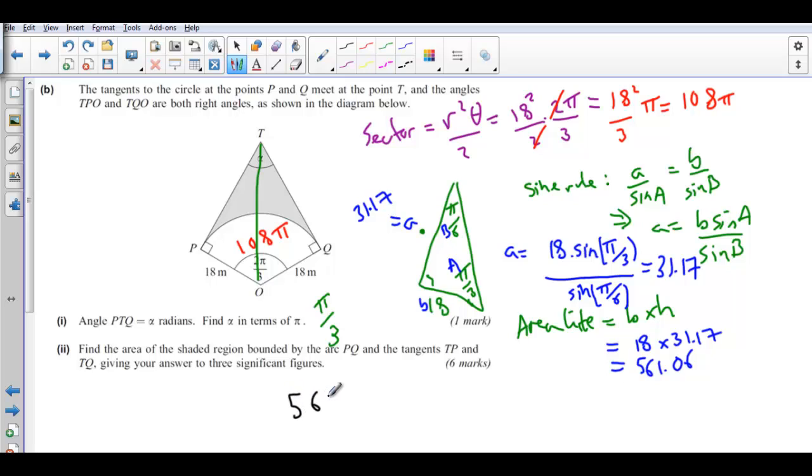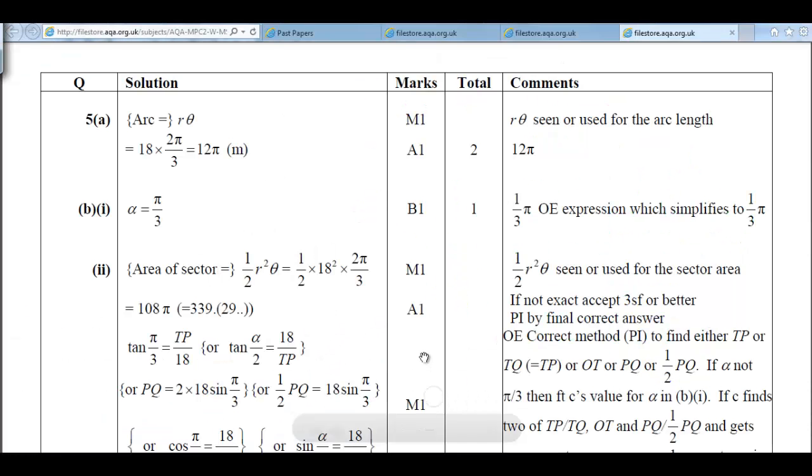It's the area of the whole kite, 561.06, take away the area of the sector, that's our 108 pi. On a calculator again, that comes out as 221 point something. We're at three significant figures, yeah, three significant figures. So 221. Okay, hopefully we're done. Let's check the mark scheme.